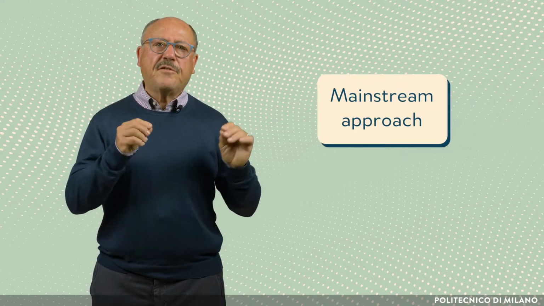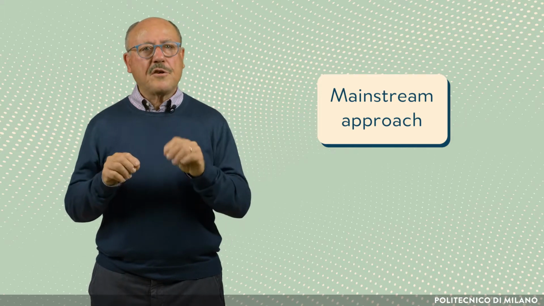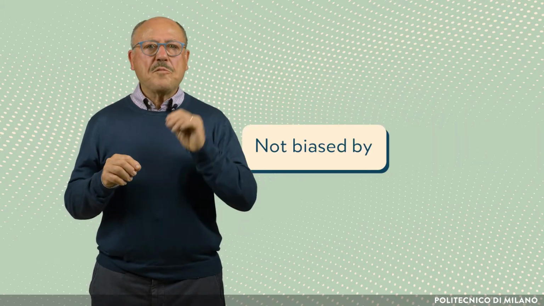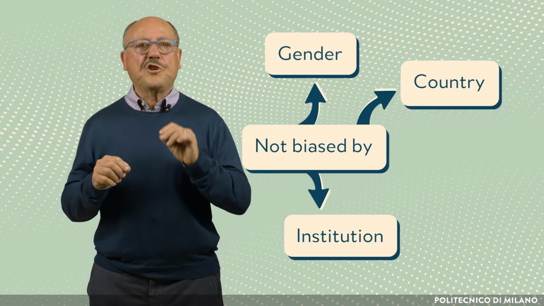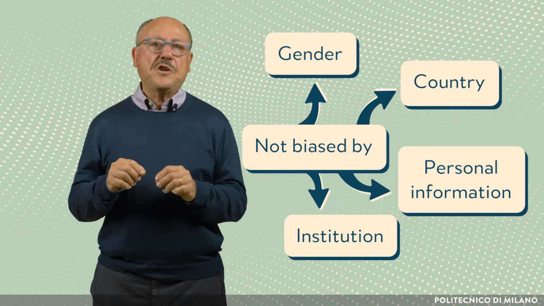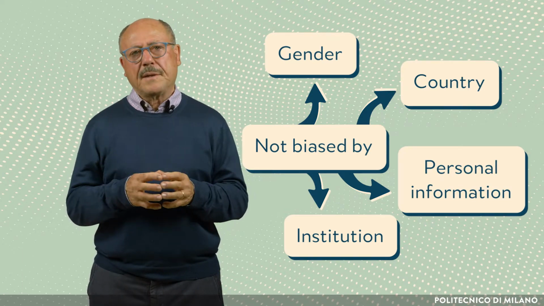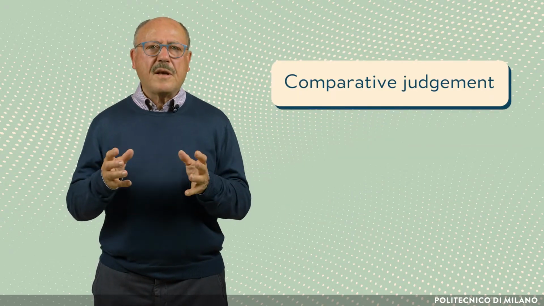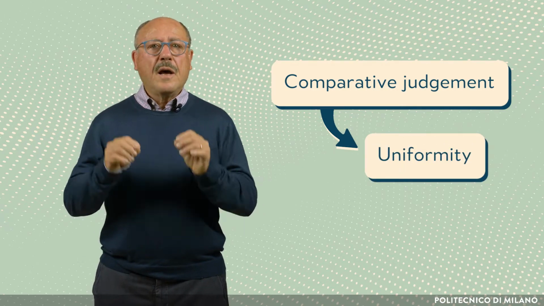For example, a paper should receive fair treatment also in the case it does not follow the mainstream approaches that are currently hot in a research area. Judgment should never be biased by gender, country, institution, or any other personal information about the individuals associated with the subject being evaluated. In the case of comparative judgment, fairness also means uniformity of the evaluation criteria and of the mindset across all subjects.